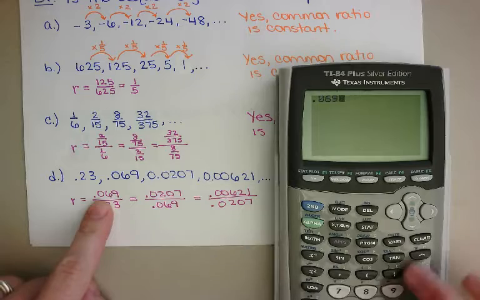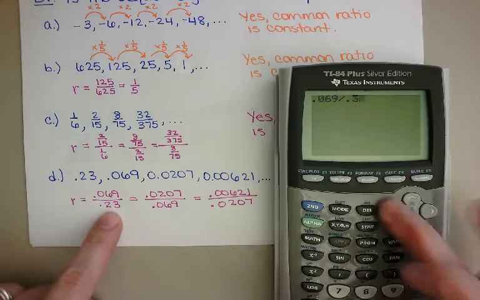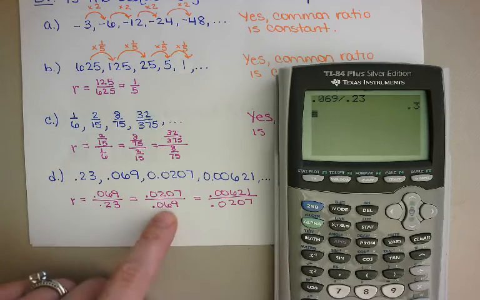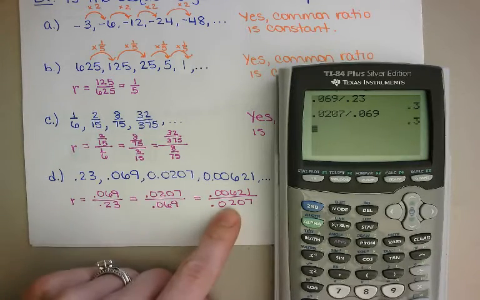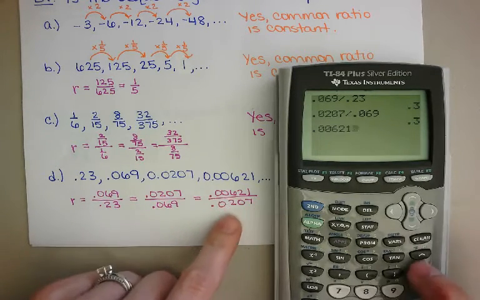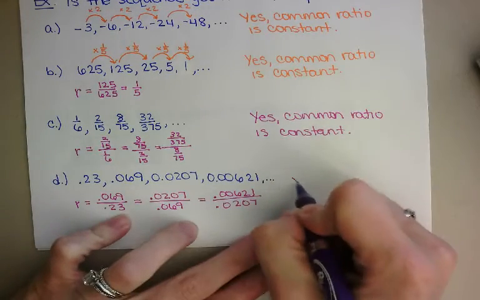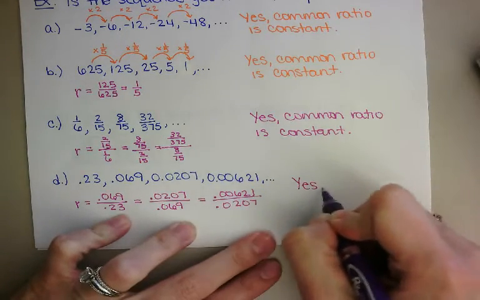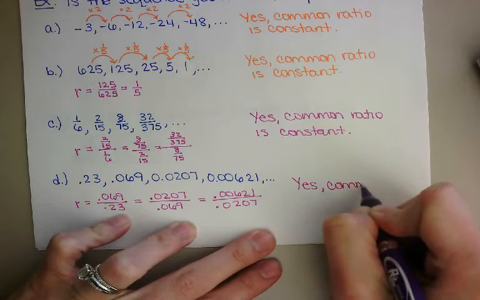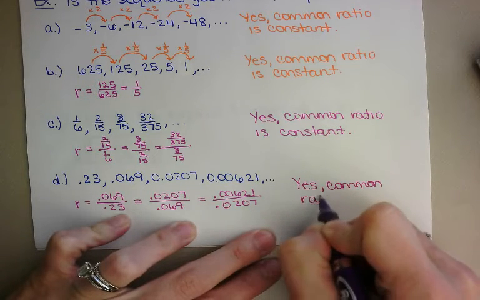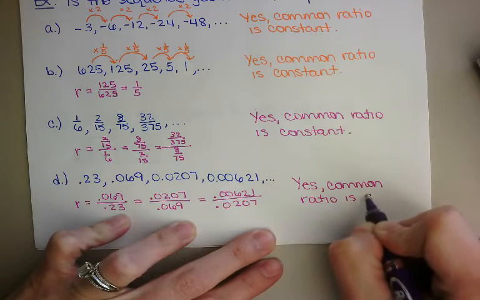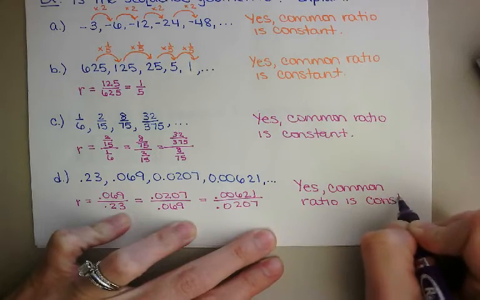So 0.069 divided by 0.23 is 3/10. 0.0207 divided by 0.069, yep. 0.00621 divided by 0.0207, yep. So all of these were geometric. If it's not, then you guys know that it's not a geometric sequence.